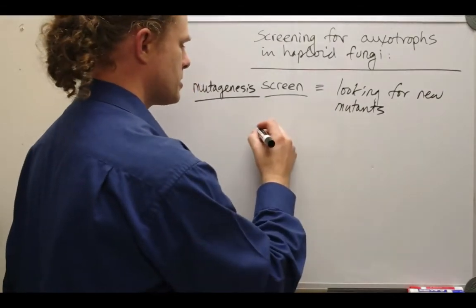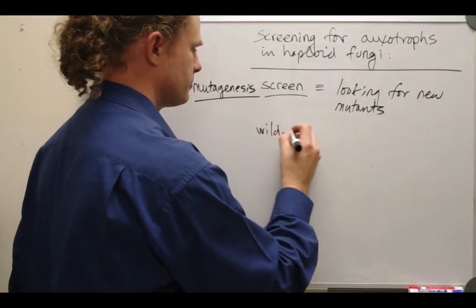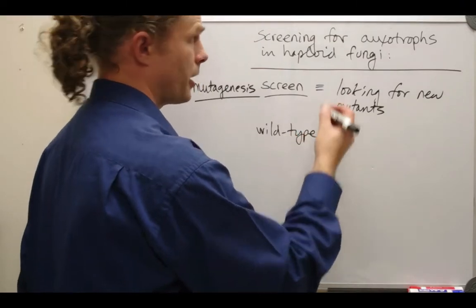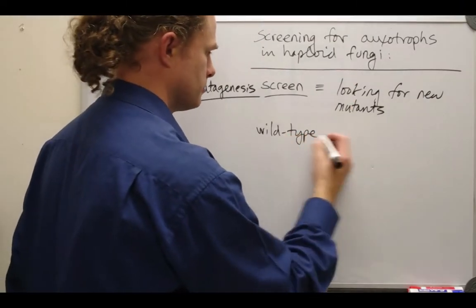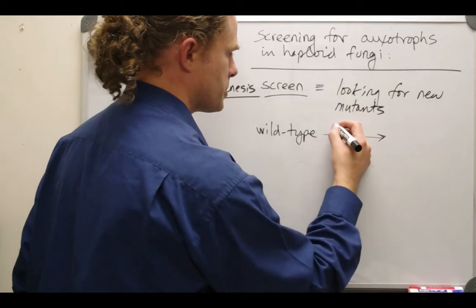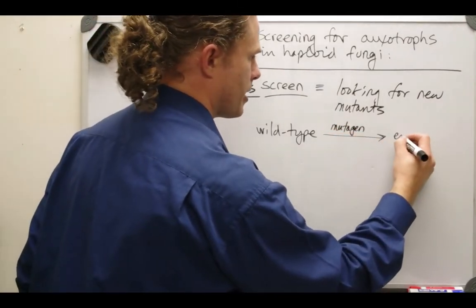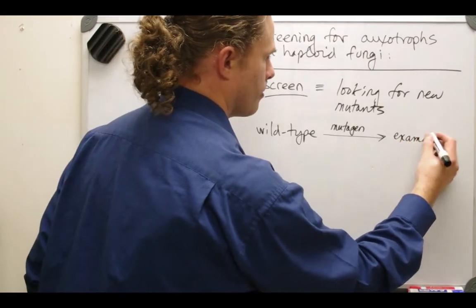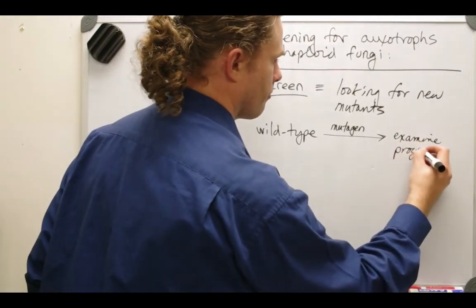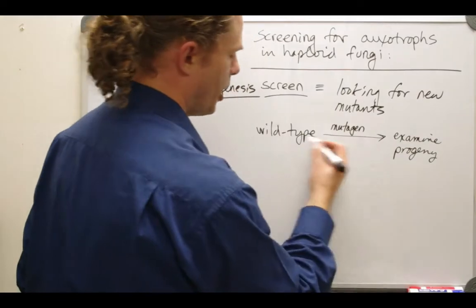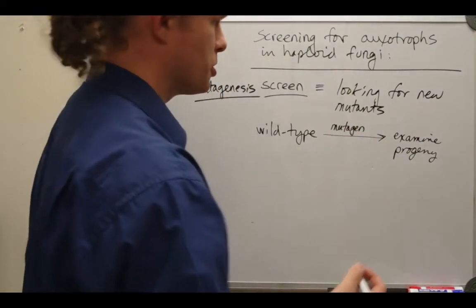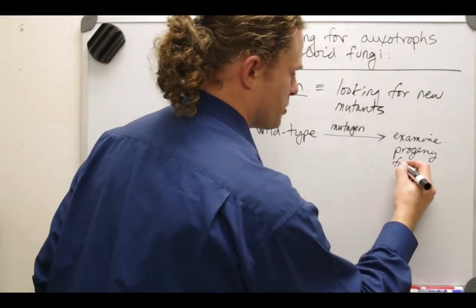So typically the way this is done is you have a wild-type organism, in our case a wild-type fungus. We expose it to some sort of mutagen, and then we examine the progeny of the individuals that were exposed to the mutagen, and we examine the progeny for mutants of interest.